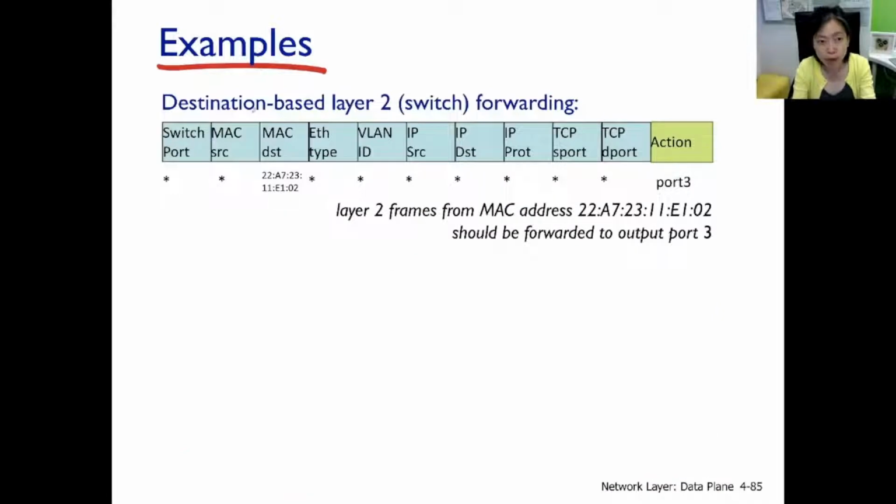Example number 4, destination-based layer 2 forwarding. I know we have not yet talked about the link layer protocols, aka the layer 2 protocols.